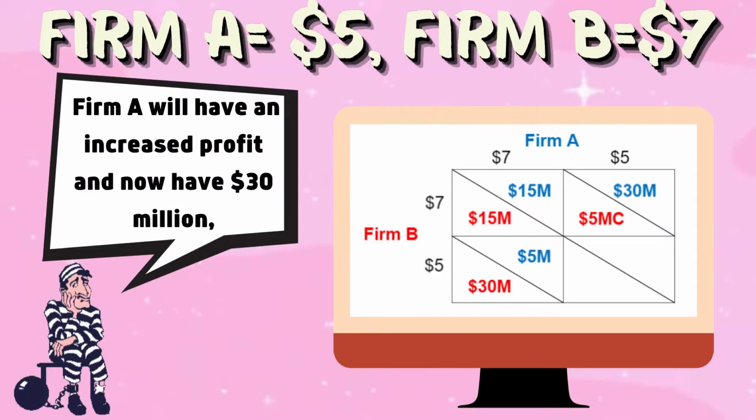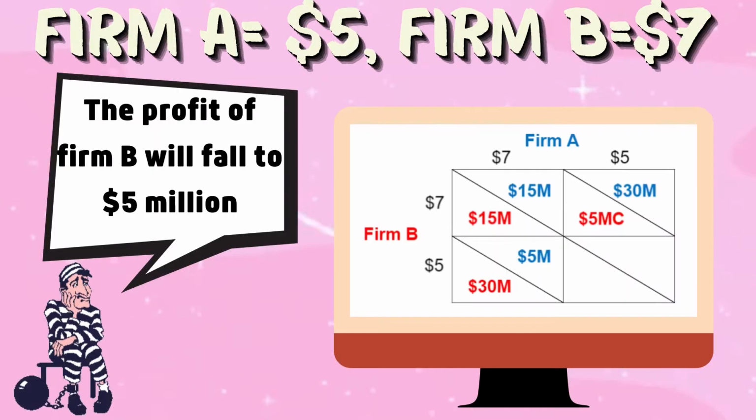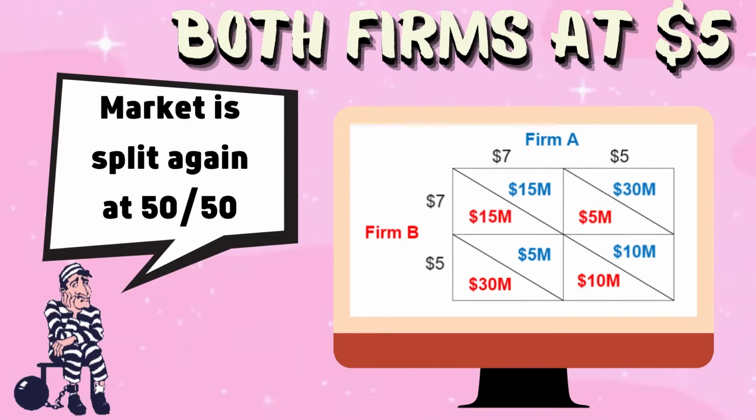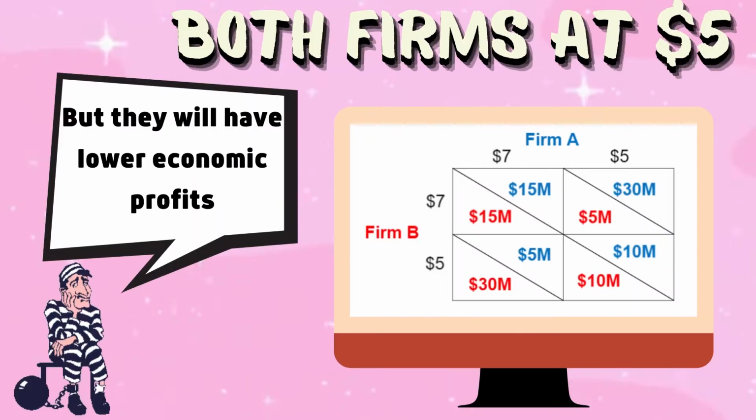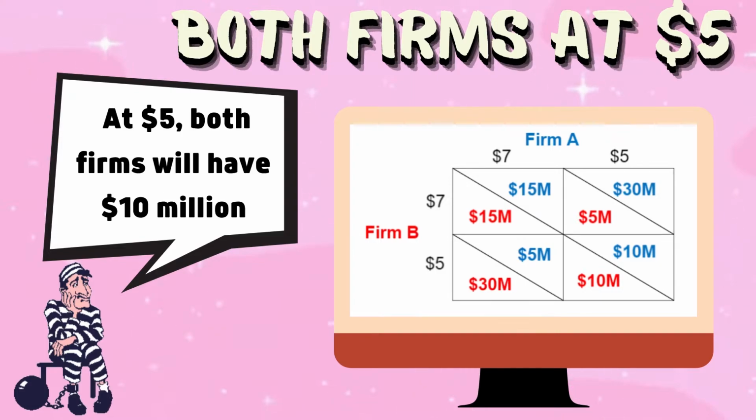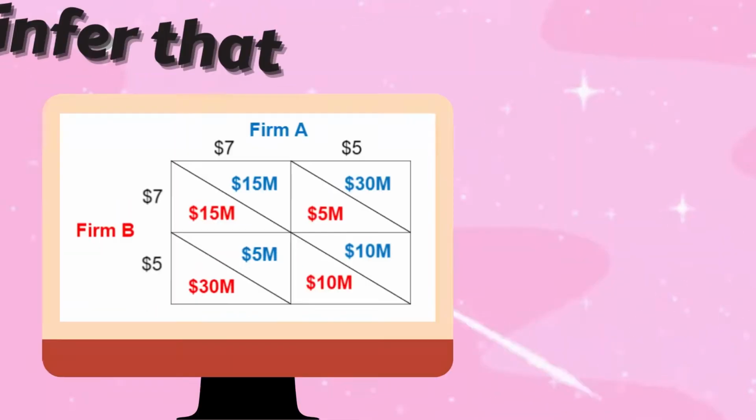While if firm B keeps its price at $7 and firm A now lowers its price to $5, firm A will have an increased profit of $30 million, and the profits of firm B will fall to $5 million. Lastly, if both firms reduce their price to $5, both firms split the market 50-50, but they will have lower economic profits since they have to lower their price to $5. At $5, both firms will have $10 million.